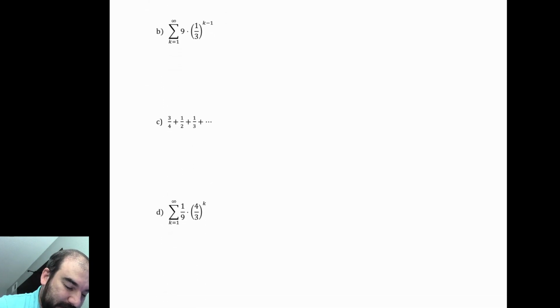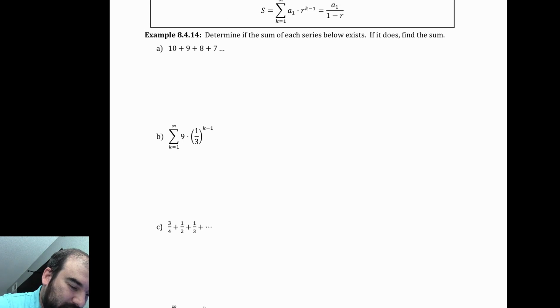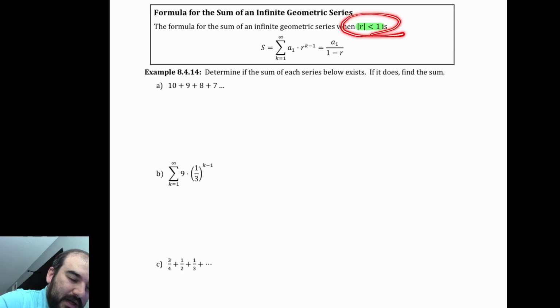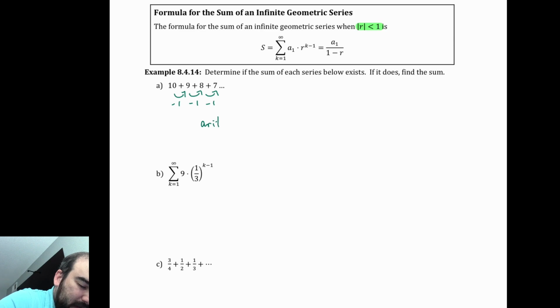So any one of these series, not any one of these series. We still have to make sure that they fit this criteria of being an infinite geometric series with an r that's between negative 1 and 1. So first example here, 10, 9, 8, 7 added together forever. This is an arithmetic series. This is arithmetic.